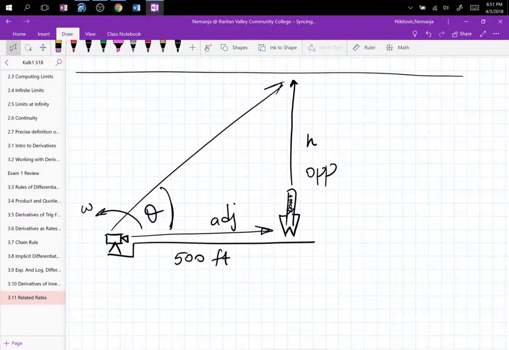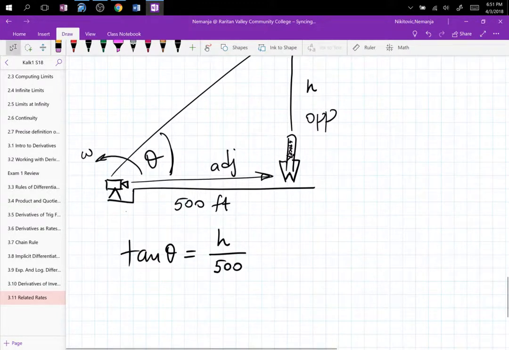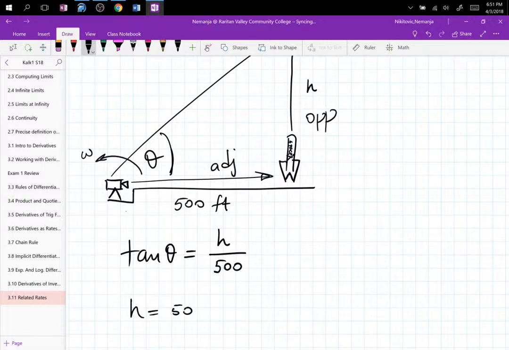So let's write my tangent function here. Tangent theta is equal to opposite, which is the height, divided by 500, which is the adjacent. From where I can write that the height is equal to 500 tangent theta. I got the formula.